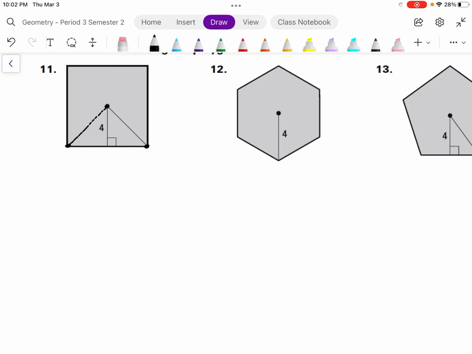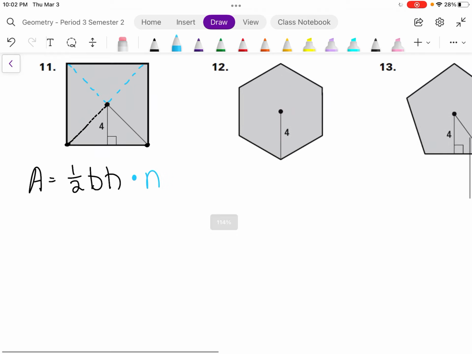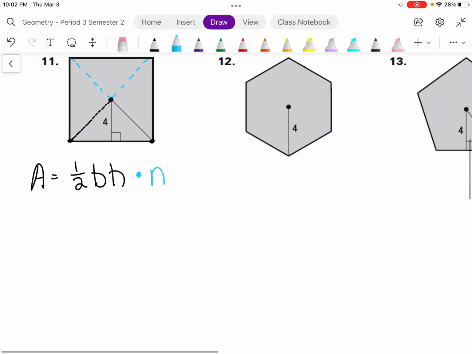And remember, the area of a triangle is 1/2 the base times the height. And then to get the area of the polygon, you multiply that by the number of triangles that are going to be formed. And in this one, that would be 4, or just the number of sides. So let's start to figure out what we know.